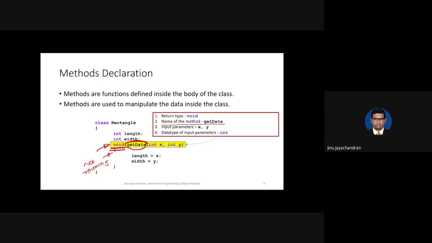And then you have input parameters. There are two input parameters, which are x and y, and they are of data type int. So this is the declaration of the function.